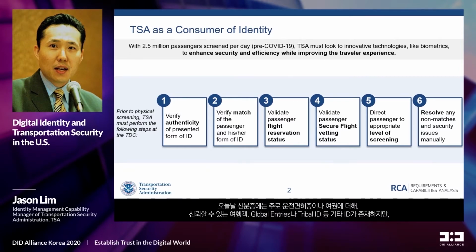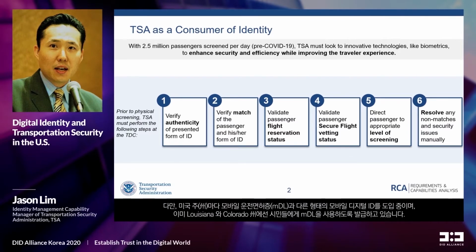Currently the IDs are mostly driver's licenses and passports, plus other miscellaneous IDs for trusted travelers, Global Entry, travel IDs, whatnot. But what we can't do today at a TSA checkpoint is accept an MDL or a mobile digital identity and go through the same identity management security process that I've just explained and outlined above.